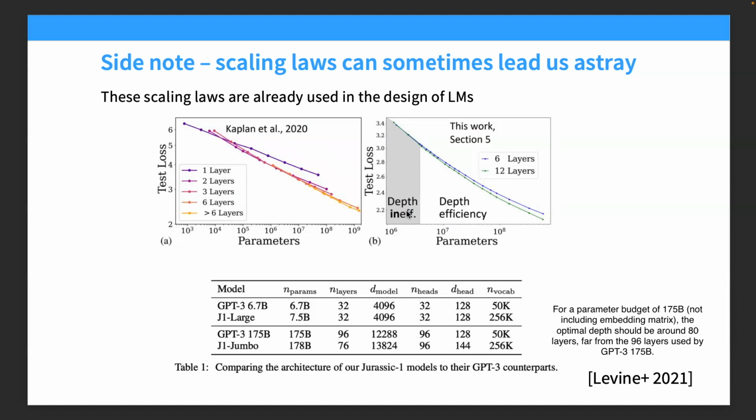So basically, people conclude that for the depth configuration, there's a region in the model size they call depth inefficiency. For the smaller model size, increasing the depth does not help much. But if you have a larger and larger model, adding additional layers will help the test loss. So it's not a straight linear line, right? It will be region dependent.